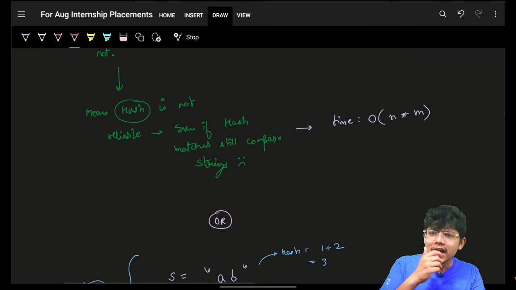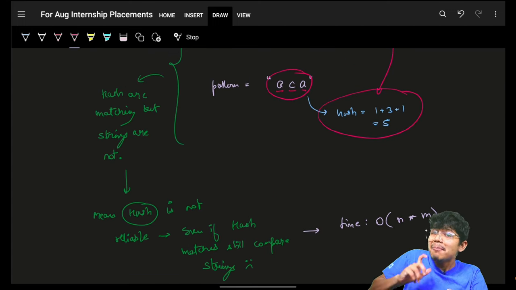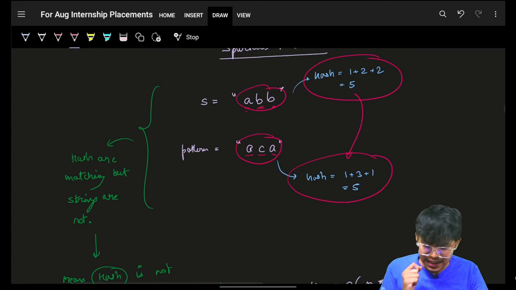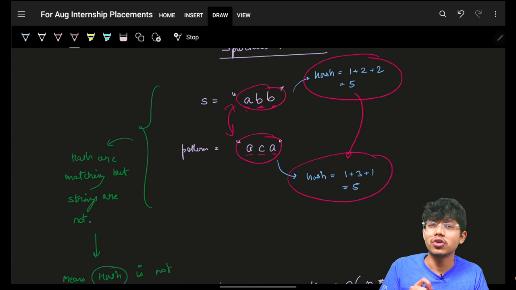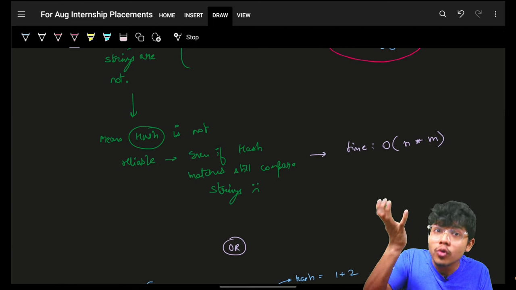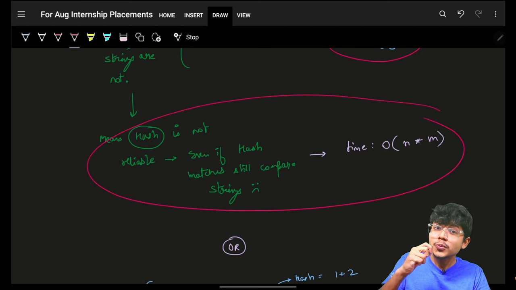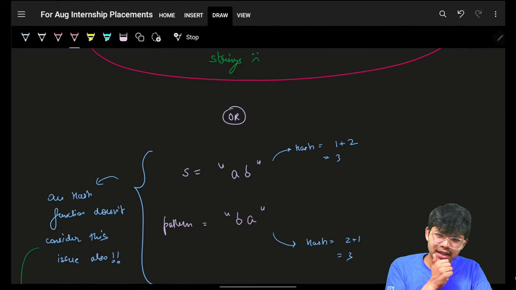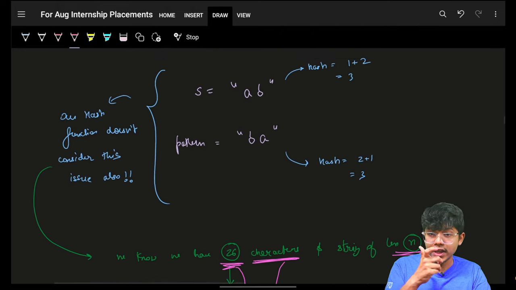So now I saw, even if I match a hash, then still I have to go and compare the actual strings to know if they're matching or not. So again, the time complexity which I was thinking might have gone to O of N plus M, still it has come to O of N into M because of those spurious hits. What can I do for this? That's a thing for us to think of, what we can do.